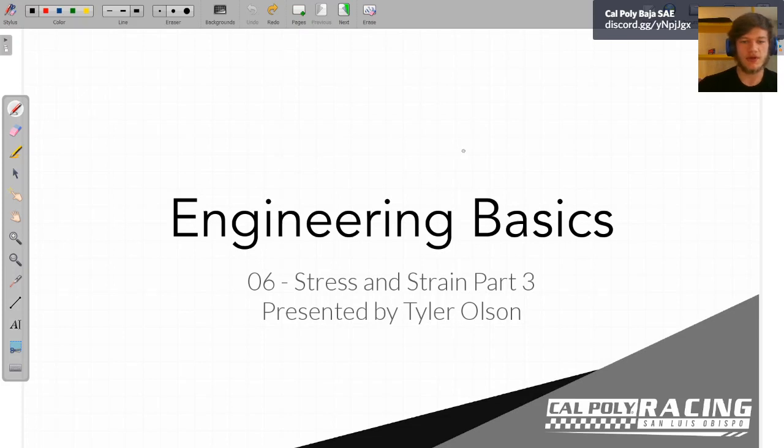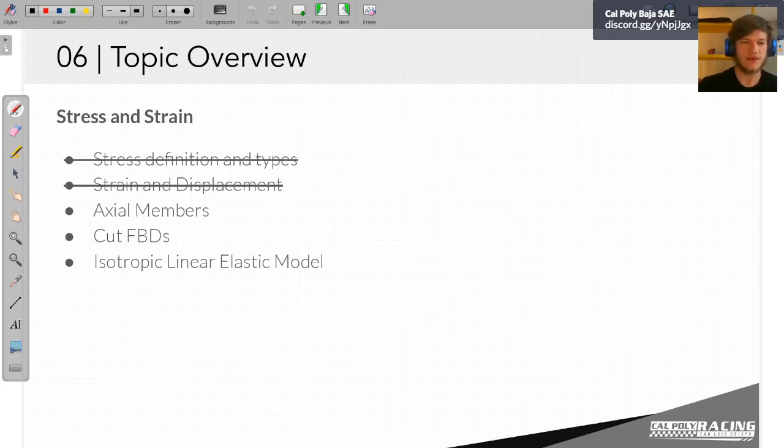We are going to continue talking about stress and strain today. Last time we finished up talking about strain. We did an example in double shear. This week we're going to fully flesh out the idea of cut free body diagrams, and we're going to talk about the basics of axial members. So, stress and strain in one dimension.